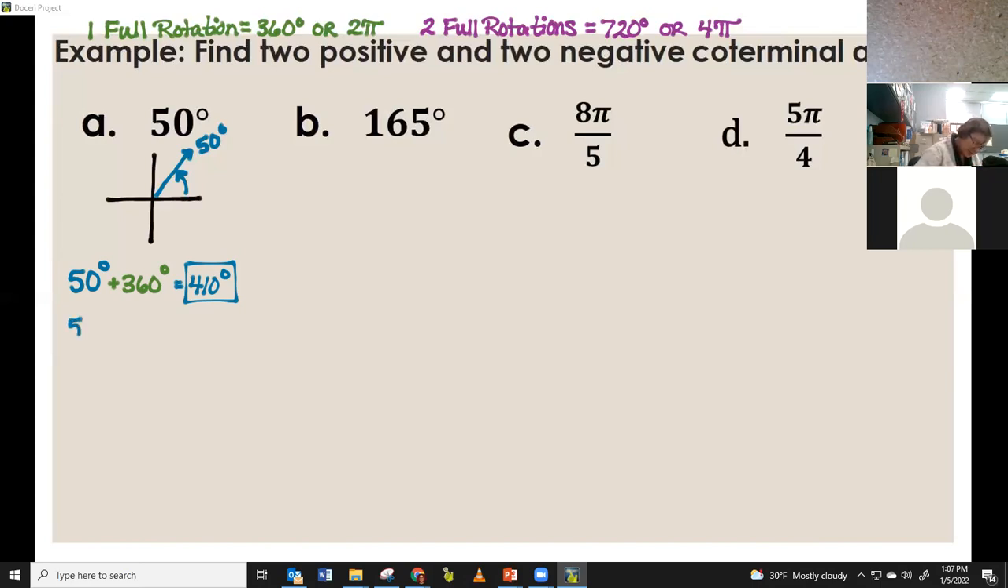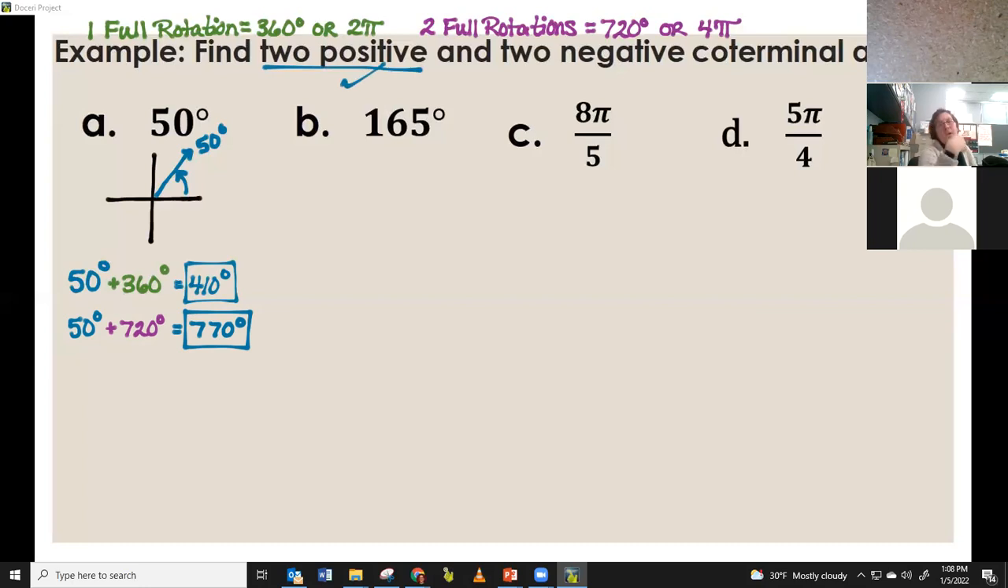What could I do to that original 50 degrees to get a different coterminal angle? Add 720. Absolutely correct. Because that would be the same as adding 360 again. What do we get if we do that? 770 degrees. Love it. All right, so we found our 2 positives.